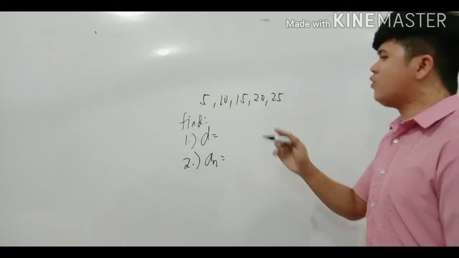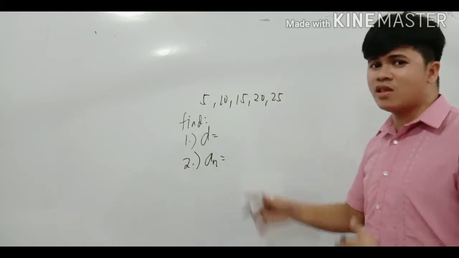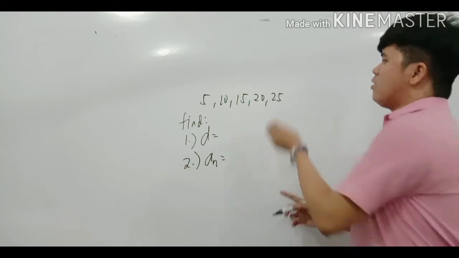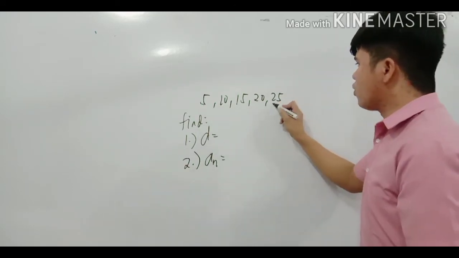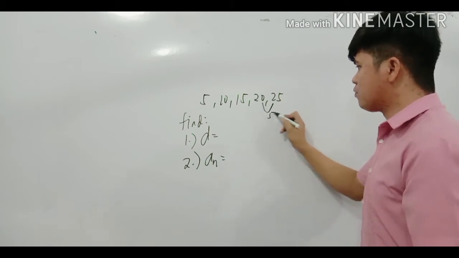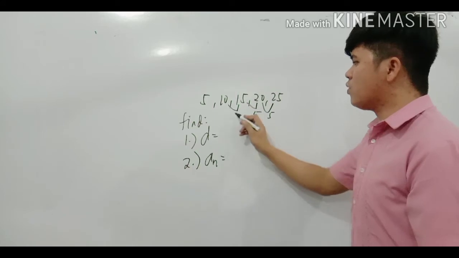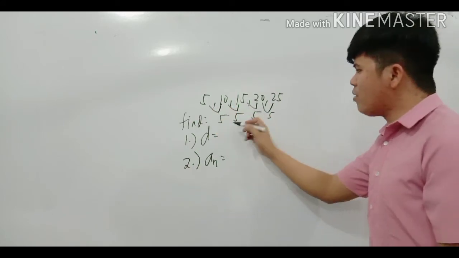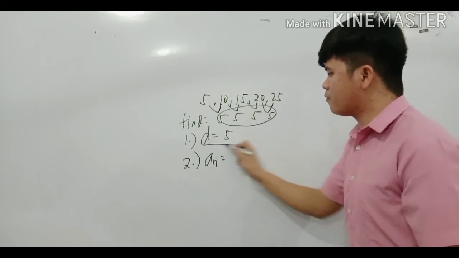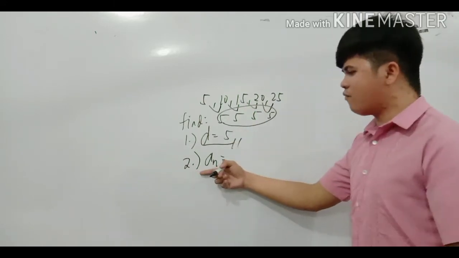In order to find the common difference, again, we simply subtract the terms from the last to the first one. So, 25 minus 20 will give us 5, 20 minus 15 will give us also 5, 15 minus 10 will also give us 5, and 10 minus 5 will also give us 5. So therefore, the common difference is 5. Simple as that.